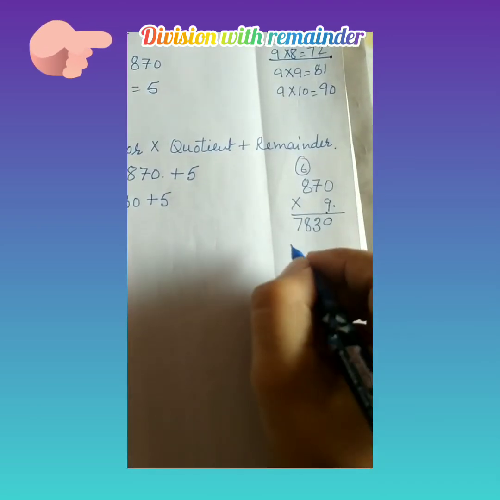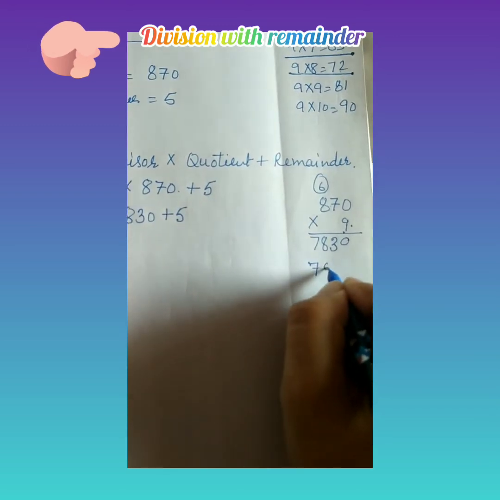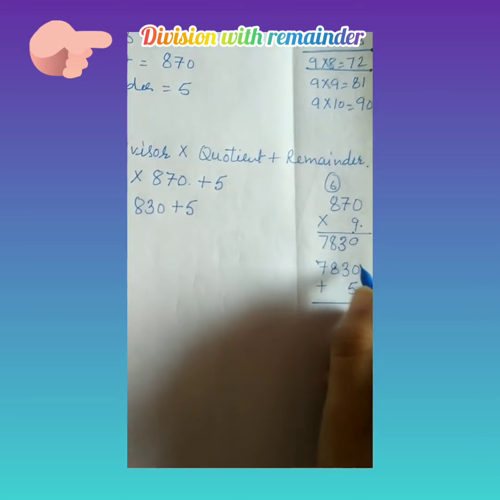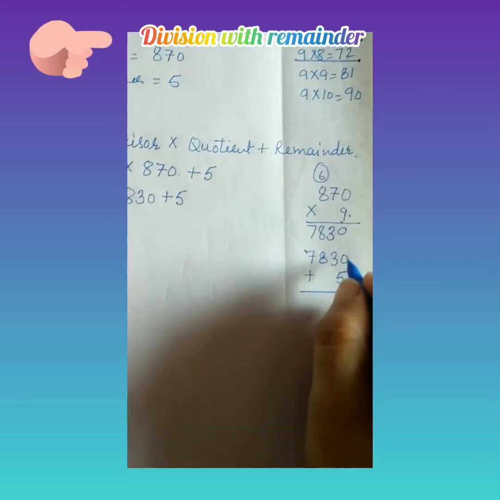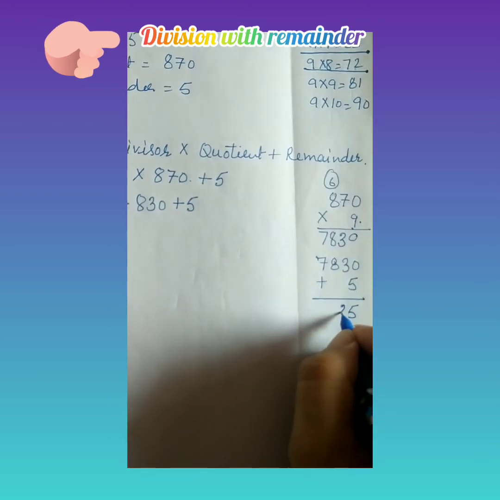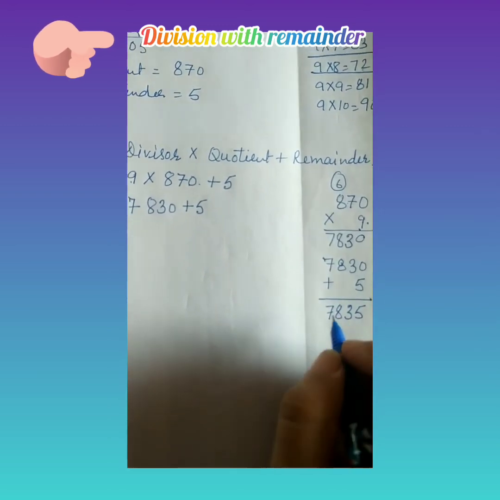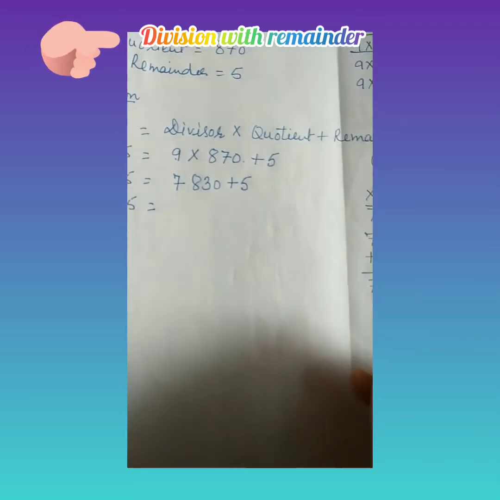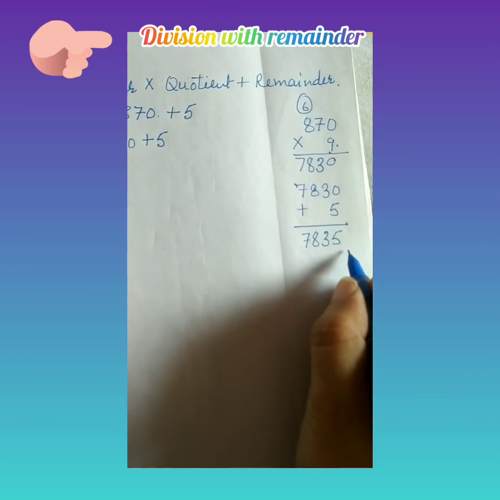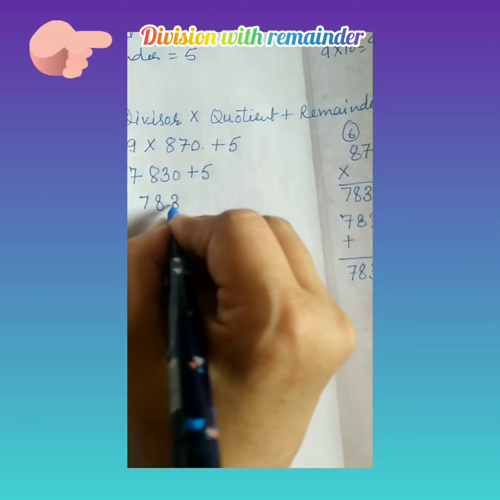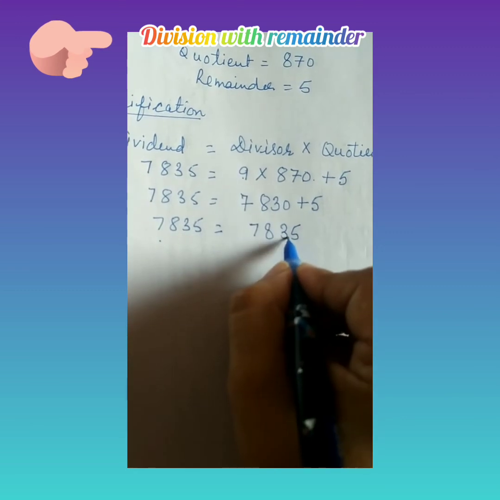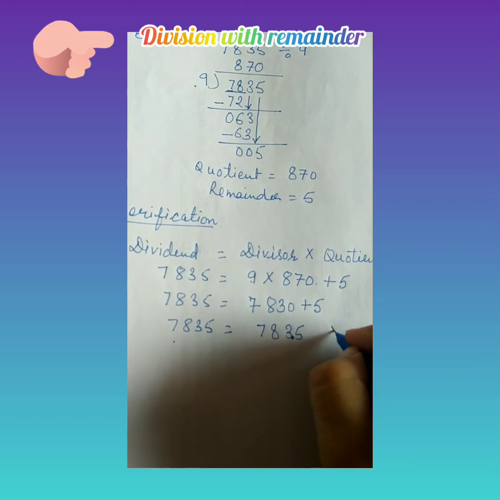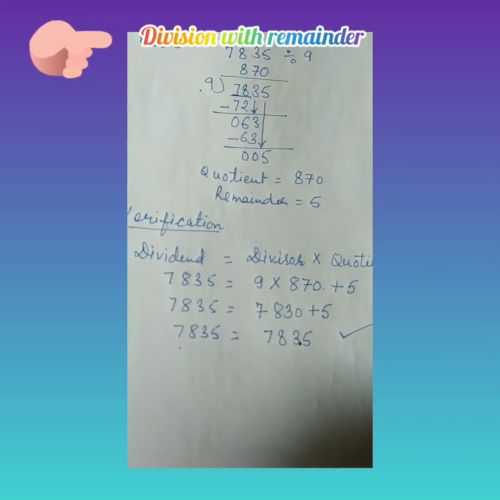Okay, we can add it in rough column. 7830 plus 5. Okay, this is 1, so we will put it below the ones. So 0 plus 5 is equal to 5, 3, 8 and 7. Okay, 7835, it was our dividend, and the answer after adding the values is 7835. It means both the numbers are same. It means we have done our question right. Okay, got it?